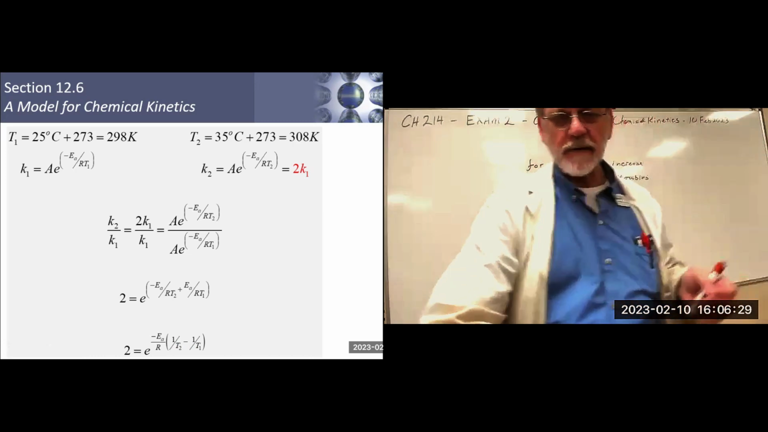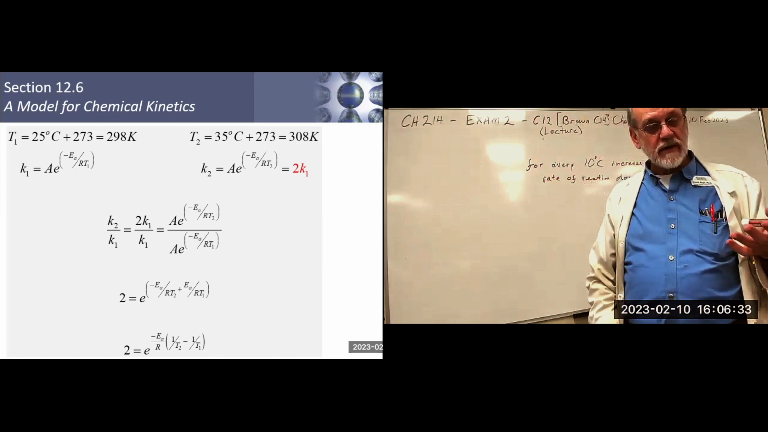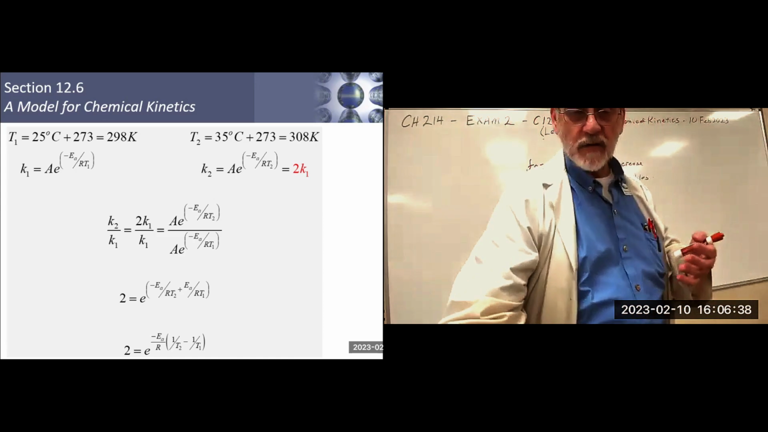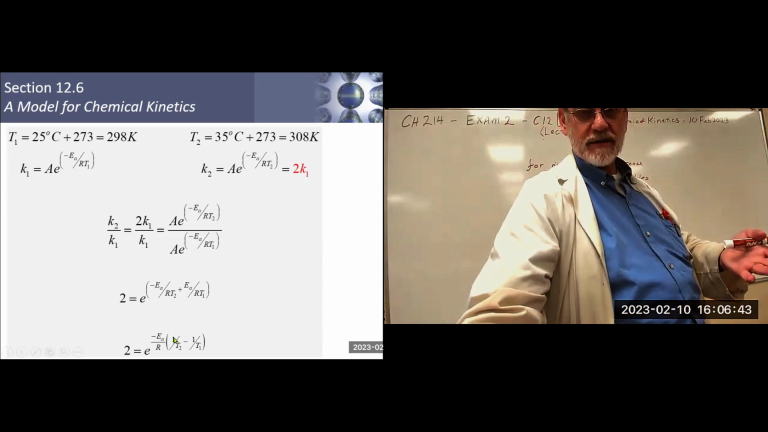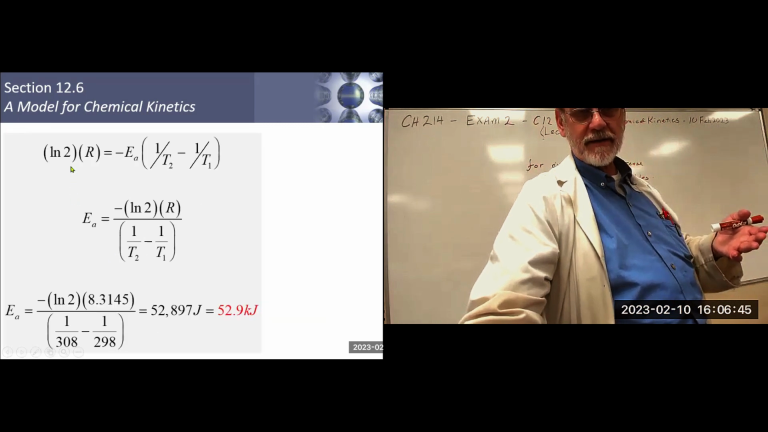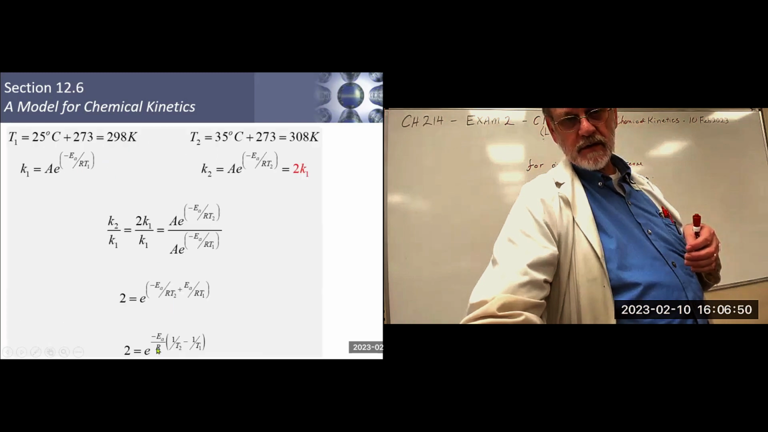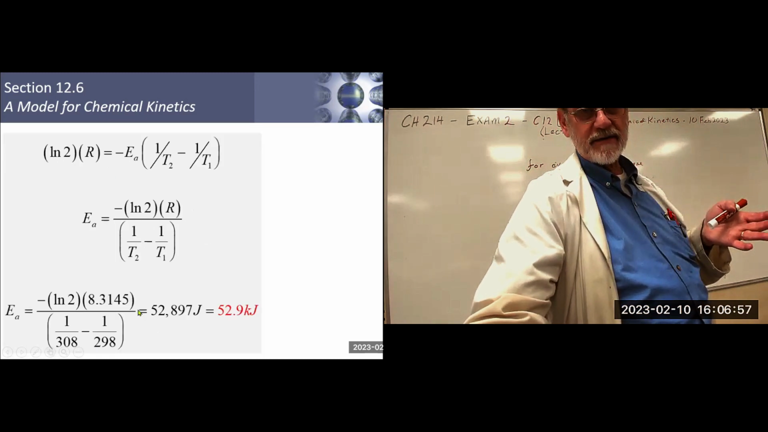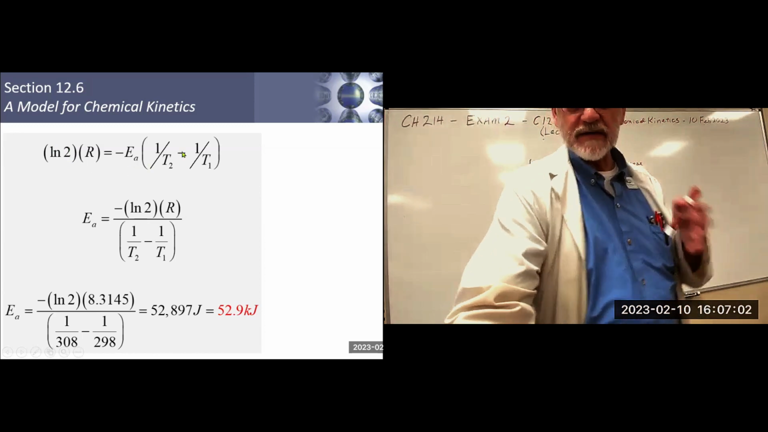So what are we going to do here? Well, the easiest way to get around this one is to take the natural log of both sides. If we take the natural log of both sides, then the natural log of e to a power is just the power. So that's what we've done for the next slide. The natural log of 2, and I moved the R over here. Notice the R was here, and if we get rid of this e by taking the natural log of both sides, then I take that R and put it on the other side. So that's what we've done here. The natural log of 2 times R equals minus E sub A times this.